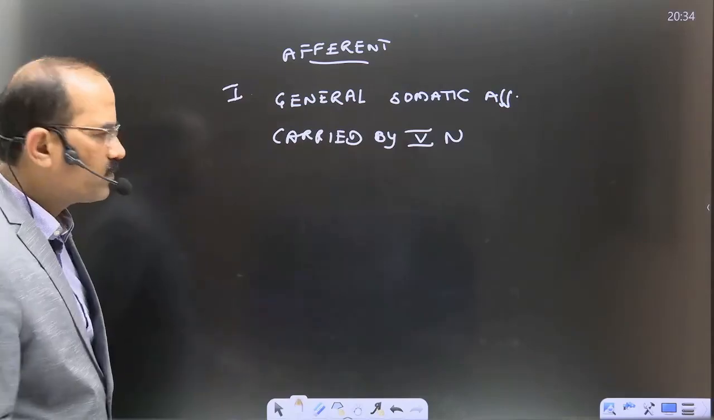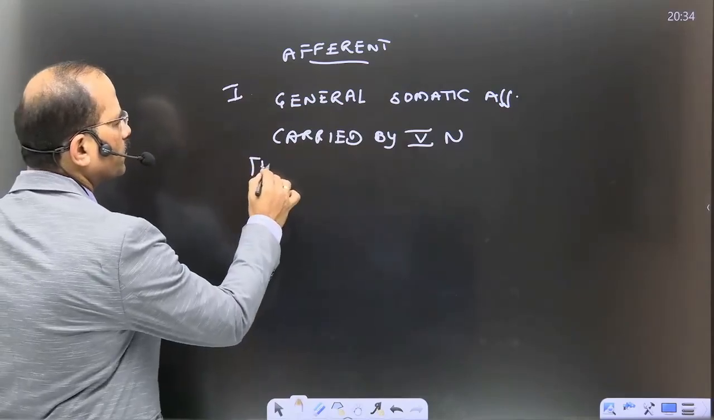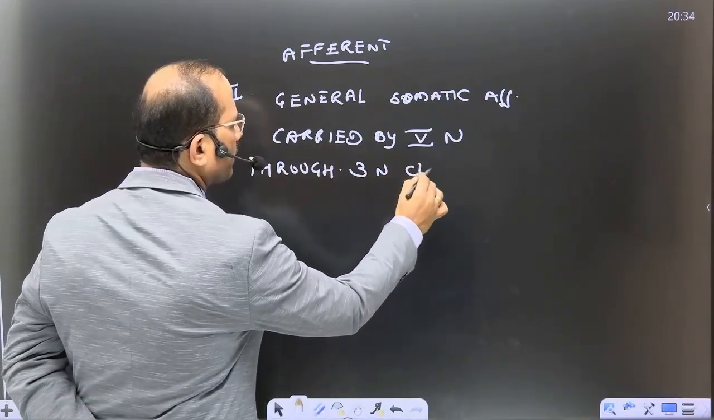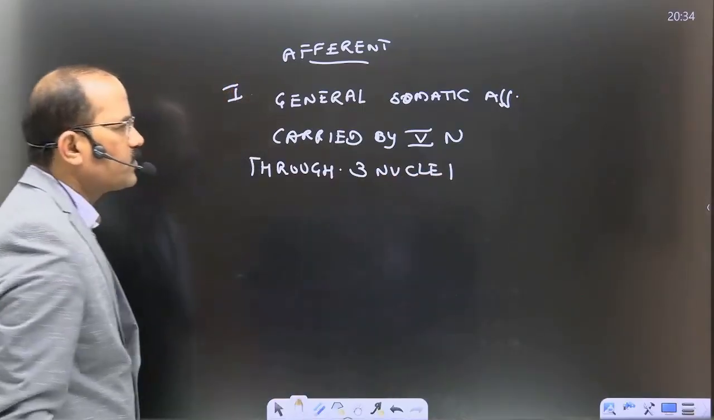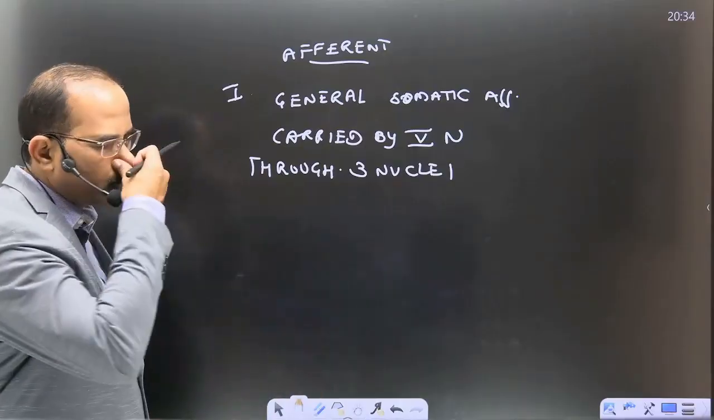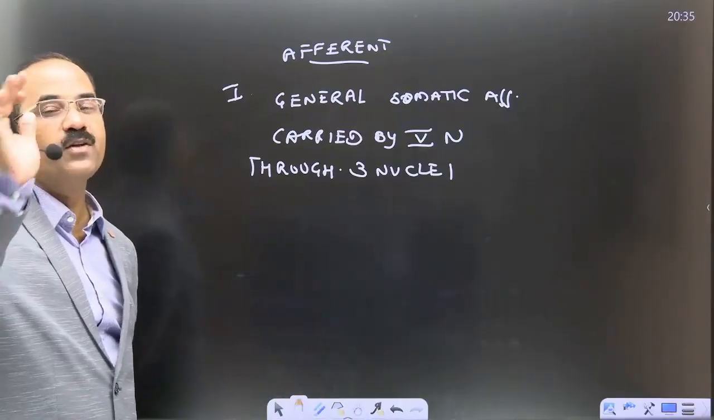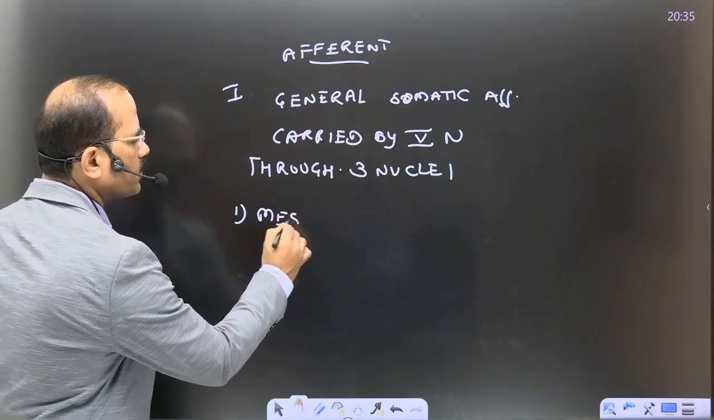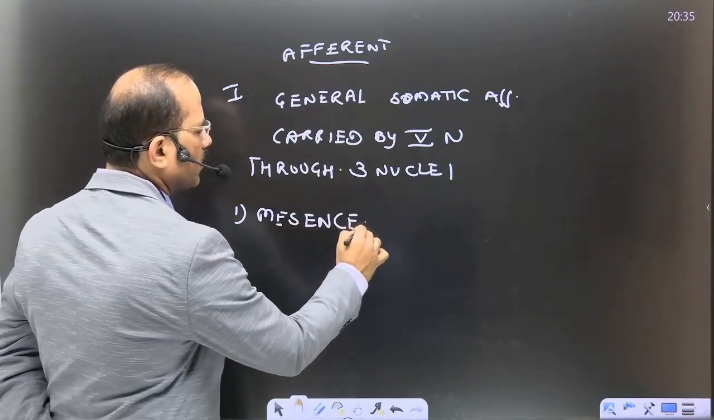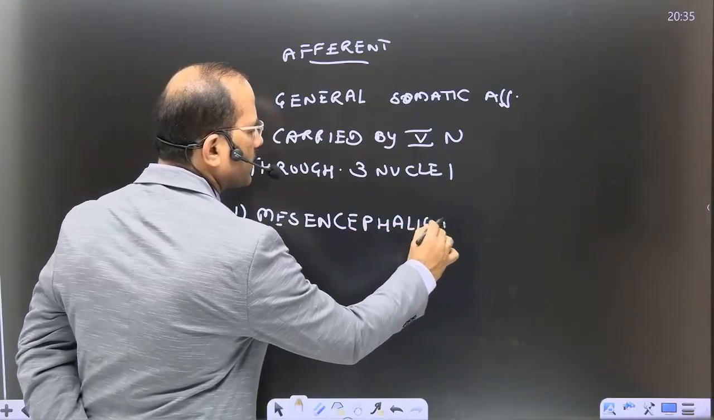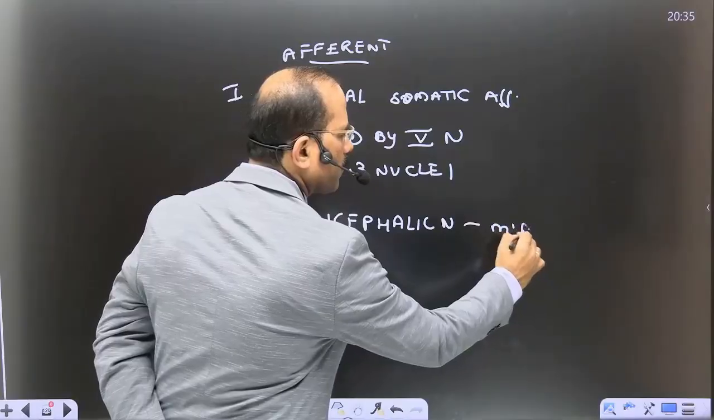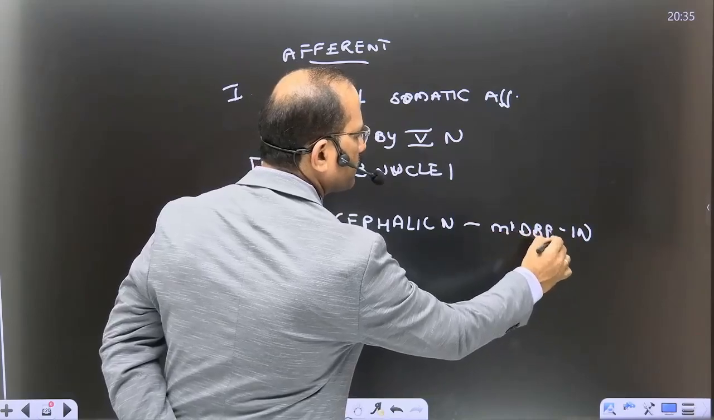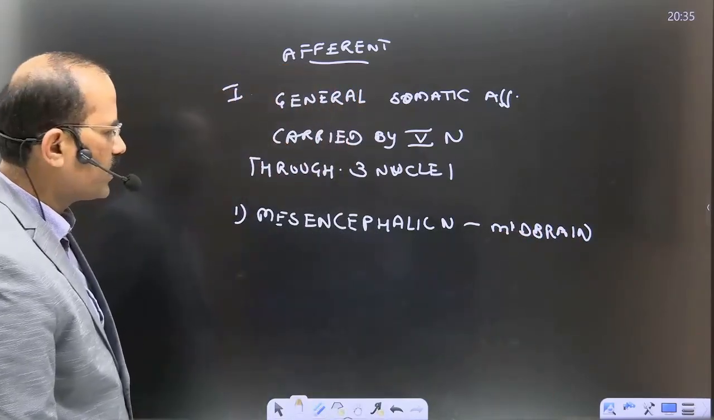This is carried by the fifth nerve through its three nuclei. So general somatic afferents, general sensations from the body wall, are carried by the fifth nerve through its three nuclei. What are these three nuclei? One is the mesencephalic nucleus. Where is that located? In the midbrain. This mesencephalic nucleus of the trigeminal nerve is located in the midbrain.